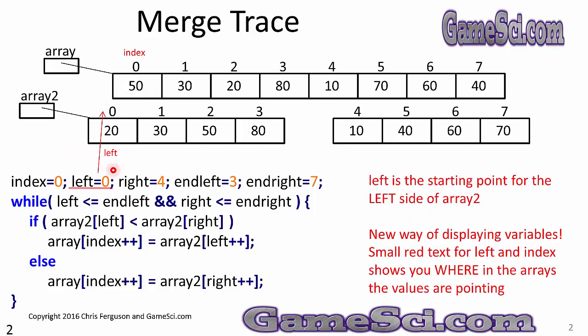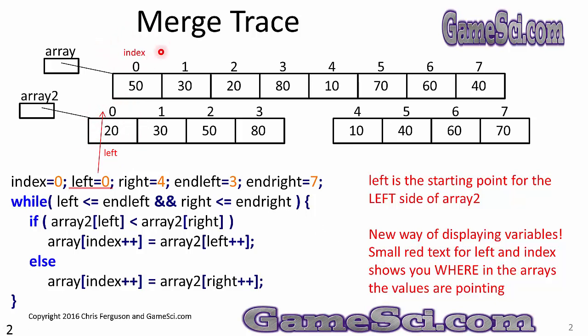The left variable is the starting point for the left side of array 2. Also notice we got a new way of displaying variables. I'm going to put this small red text next to the array index where left represents. Left set to 0 means 0 on the left side of array 2.